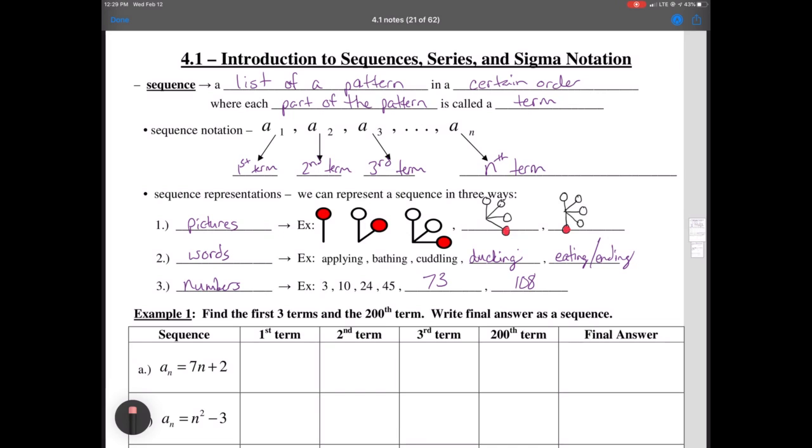And the next way that we use sequences is in numbers, and this is what we'll focus on in this lesson. So 3, 10, 24, 45. The sequence that we have here, what is happening as we move from 3 to 10, 10 to 24, 24 to 45? If you notice, it's multiples of 7 that we're adding. So we add 7 to 3 to get 10, add 14 to 10 to get 24. So we would add 21 to 24 to get to 45. And so we would add 28 to 45 to get to 73. And then we would add 35 to 73 to get to 108.